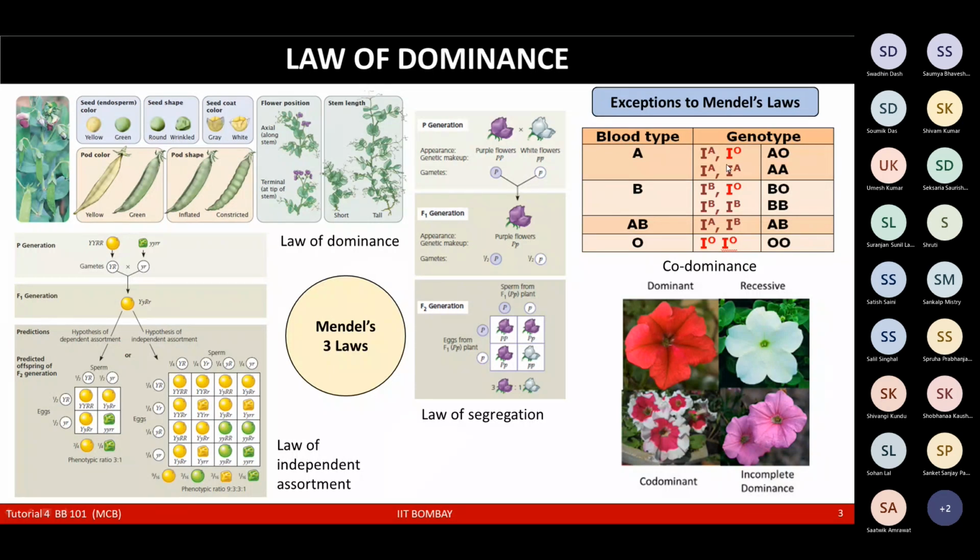Another is codominance. In codominance, the alleles lack both a dominant as well as a recessive relationship, so that both are observed phenotypically to the same degree. You can see the shape is almost the same, but the genotype is not the same. So this is basically codominance.